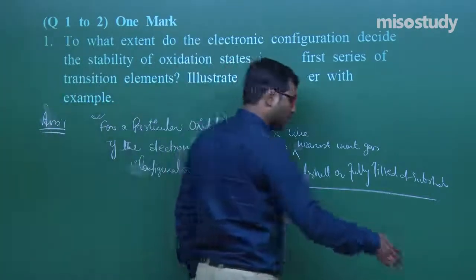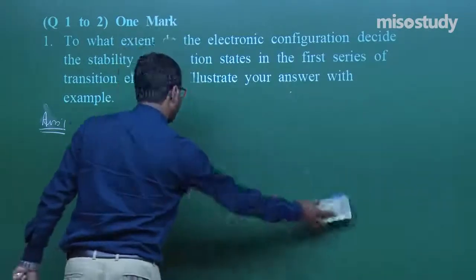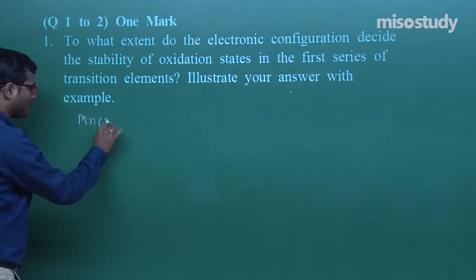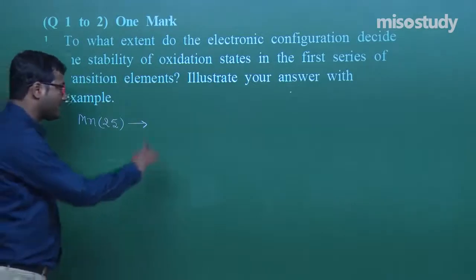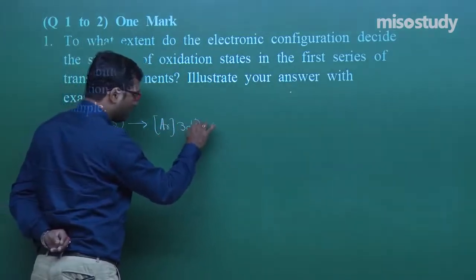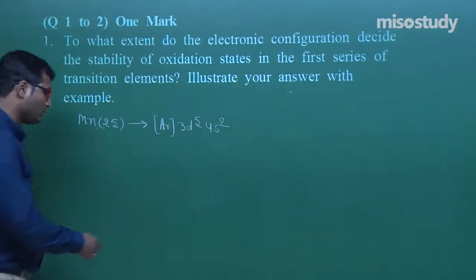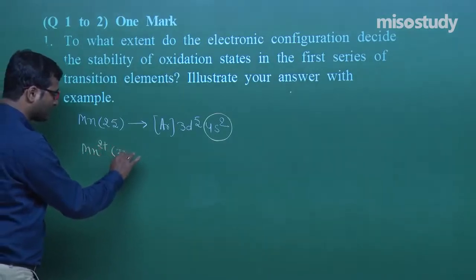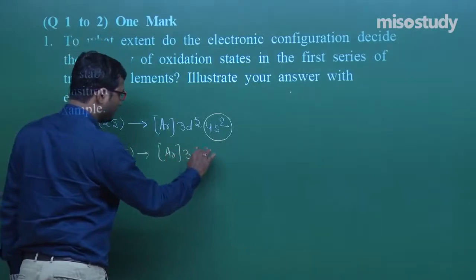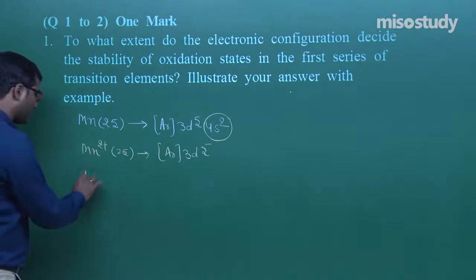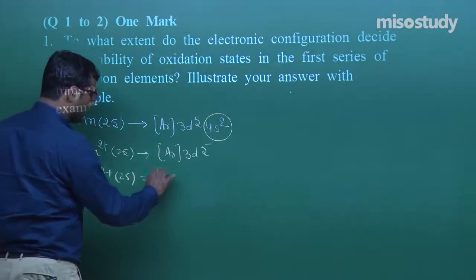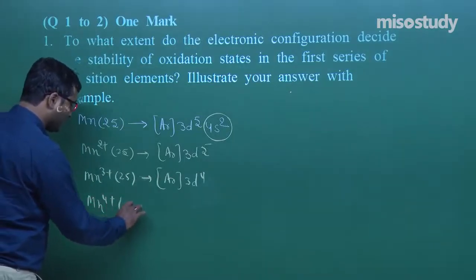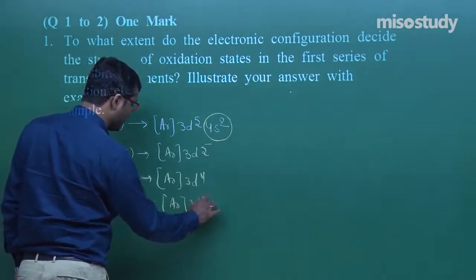For example, I am giving you an example, wait for a moment. If I write here Mn, atomic number 25, it has electronic configuration argon 3d5 4s2. Now, if it loses the 4s electrons, it comes to the oxidation state Mn2+. Now the electronic configuration is argon 3d5. If it loses one more electron, it comes to the Mn3+ oxidation state. Now it is argon 3d4. If it loses one more, that is argon 3d3, and so on.